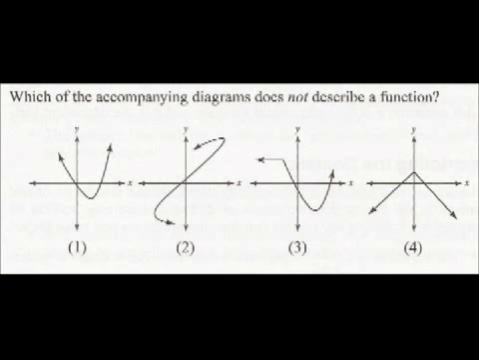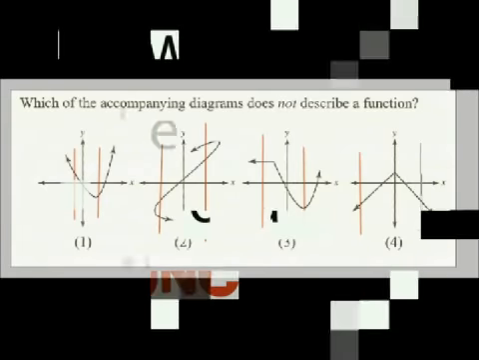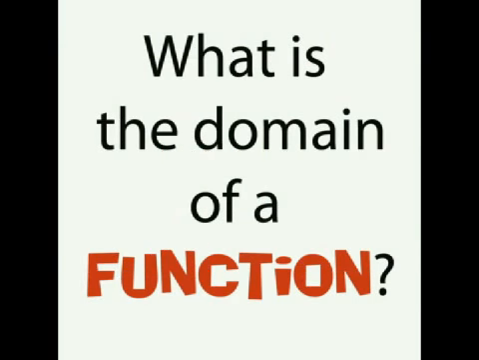Pause the tape now and use the vertical line test to decide which of these are functions and which of them are not. So using the vertical line test, 1 looks like a function, 2 unfortunately fails because we can hit the graph twice, 3 is a function because we only hit it once each time, and 4 is a function because we only hit it once each time.